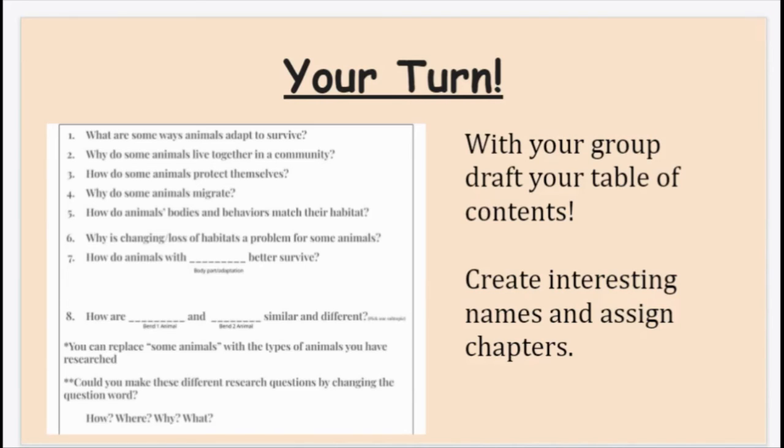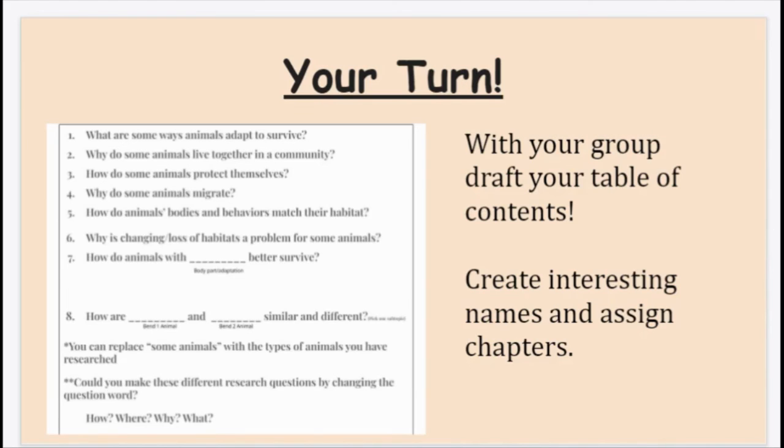Now who's going to write about these chapters? And you don't want your chapter title to necessarily just be your question. You might want to try to make it more interesting. So you're going to get about 10 minutes to talk with your group, come up with a table of contents. And I also want to know what text structure you're going to use and what kind of research you still need to do.